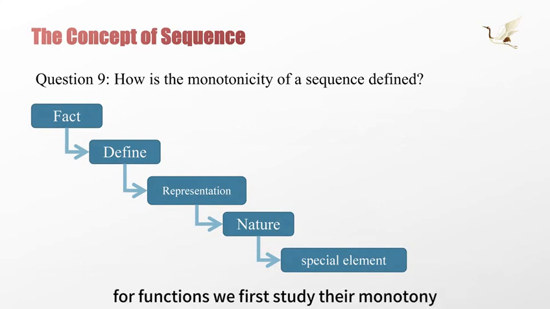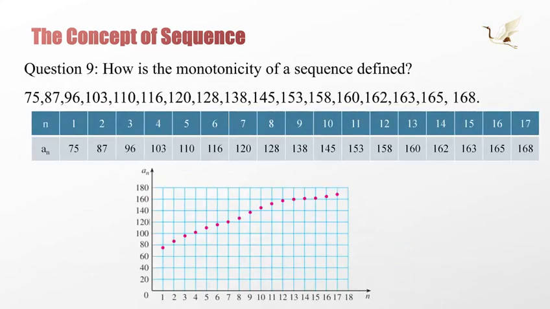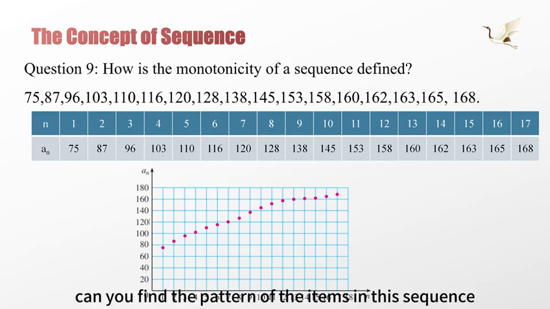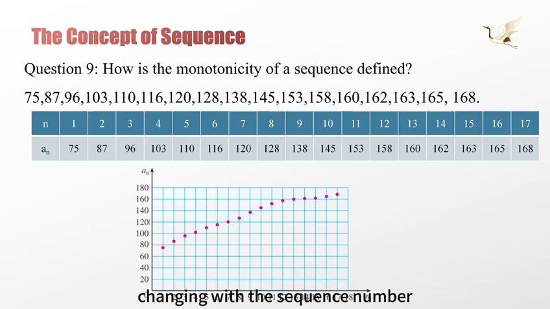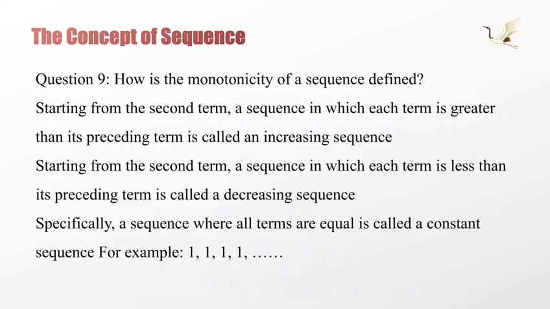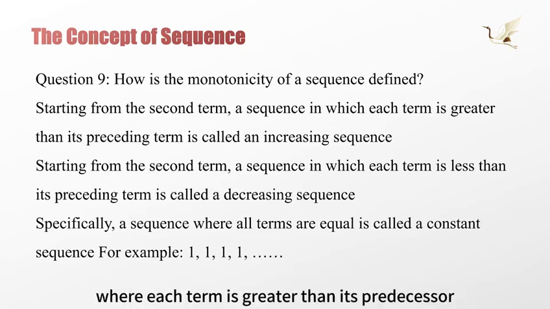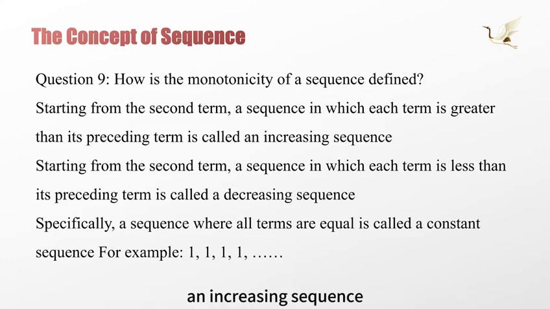For functions, we first study their monotonicity, and for sequences, we also take a look at their monotonicity. Let's take a look at this column of numbers. Can you find the pattern of the terms in this sequence changing with the term number from its table and image? We can see that starting from the second term, each term is greater than its previous term, and the image also reflects this characteristic. So we call a sequence in which, from the second term onwards, each term is greater than its predecessor, an increasing sequence.